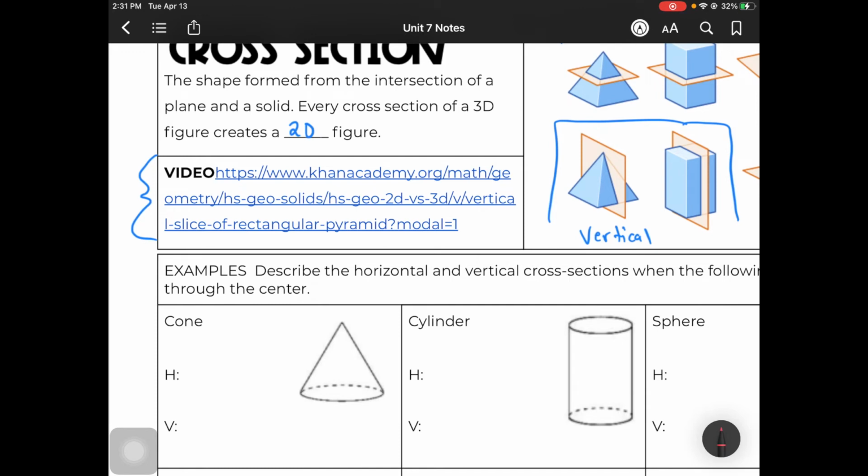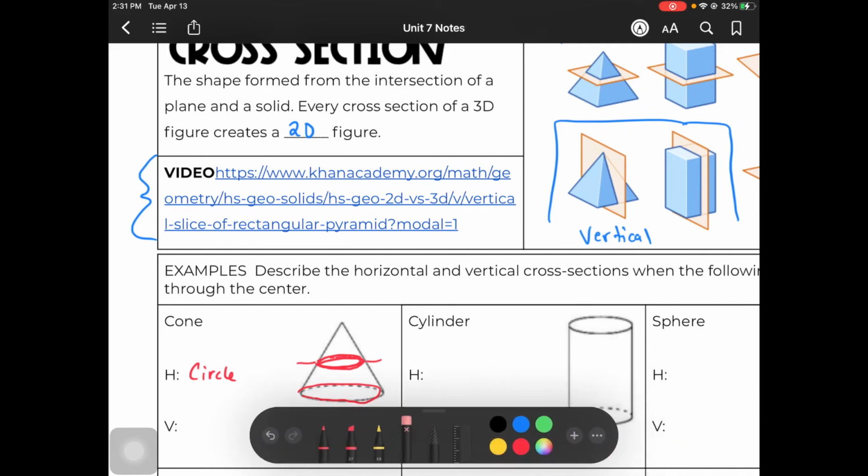So for a cone, let's say I did a horizontal cross section, all right? So I'm going to cut through kind of this way. Well, that's going to create a curve going this way and another one going around. That's parallel to this circle on the bottom. So the horizontal cross-section of a cone is this circle. Okay, remember we're looking at this from a different perspective, so if you were to look straight down from the top, it would be a circle. Okay?